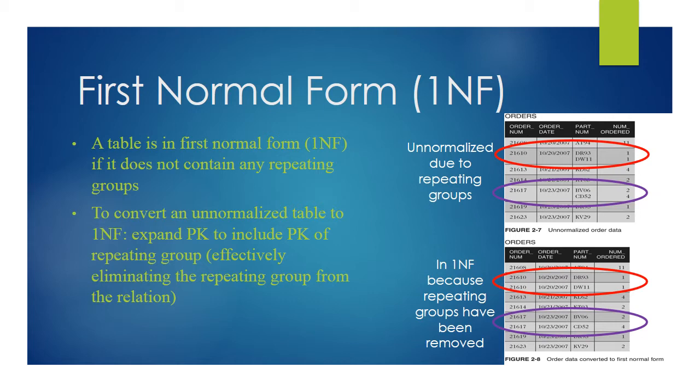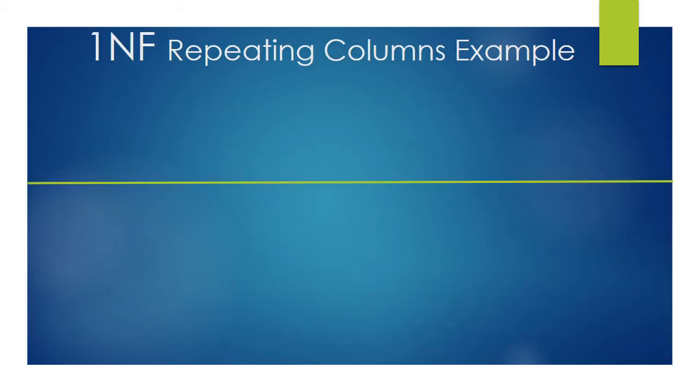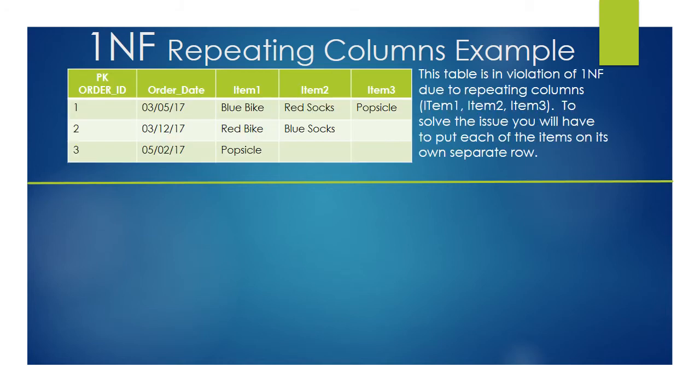Before we move on to second normal form, let's take a look at some other examples of repeating groups and ensuring tables are in first normal form. Sometimes the repeating groups appear as repeating columns, as in this example. This table is in violation of first normal form due to repeating columns: Item 1, Item 2, and Item 3.